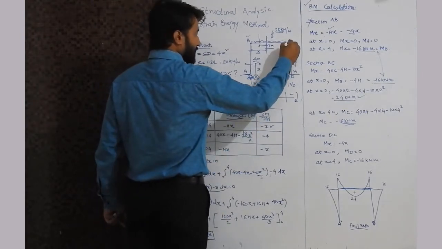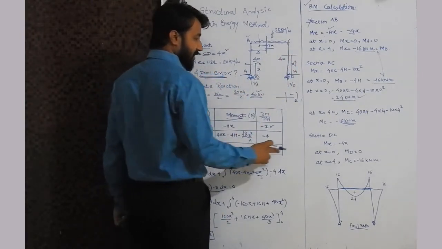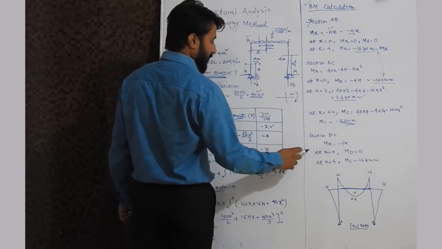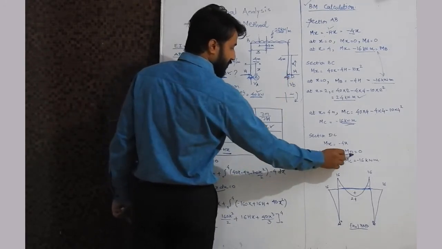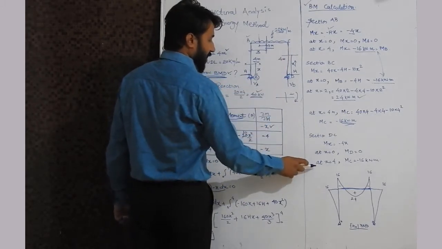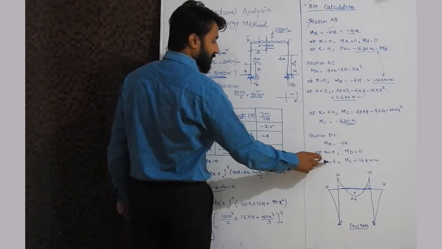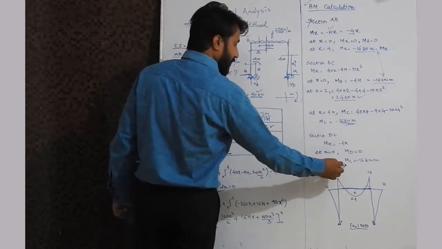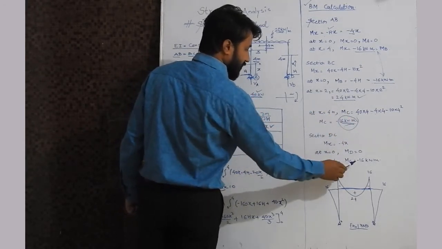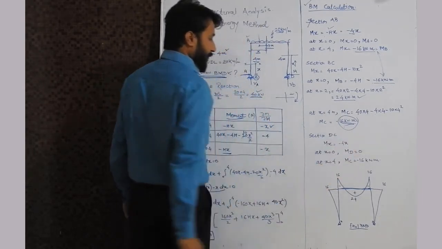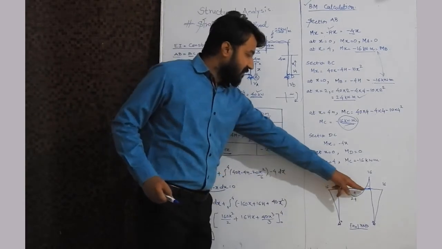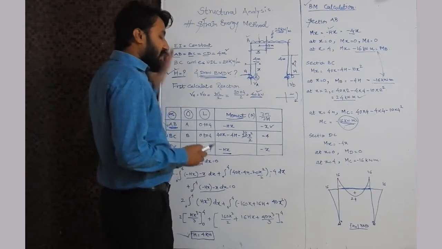Now we will talk about the last section, section DC. So Mx we know is minus hx. We put x equals 0, which means we are calculating the moment at D. So this will be equal to 0. And when we calculate the moment at C by putting x equals 4, it should be equal to the moment we calculated in section BC, which is minus 16 kilonewton meter. So moment at A we know, moment at B we know, moment at C we know, and moment at D we know. So we will now draw the bending moment diagram.